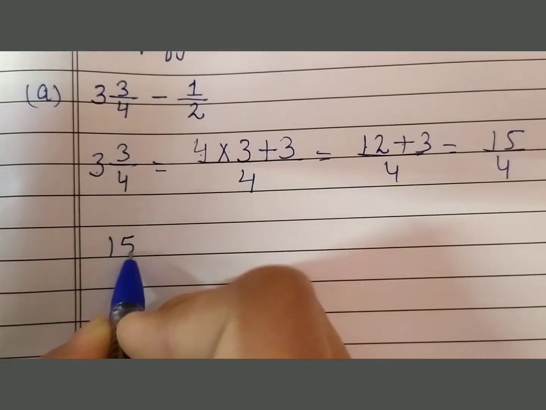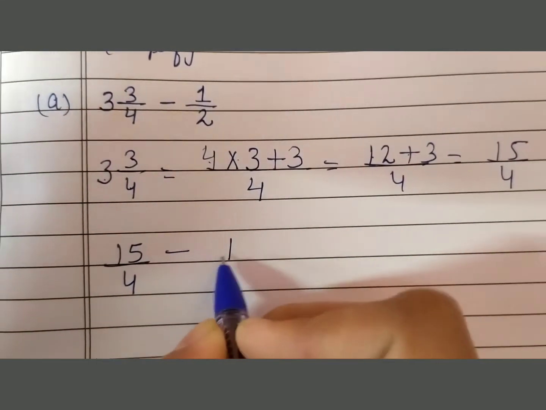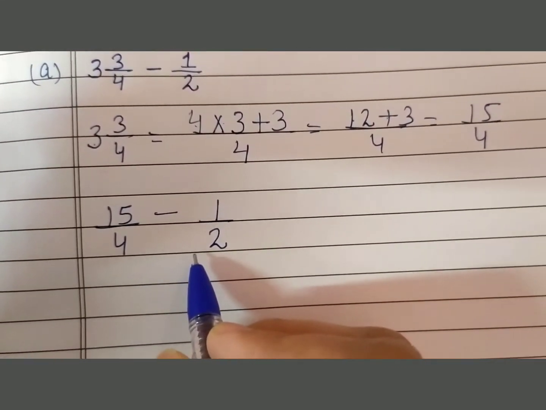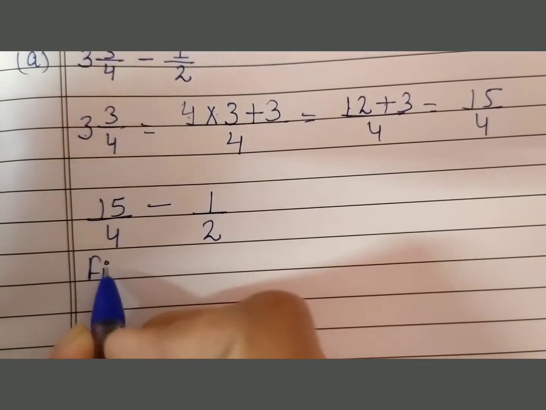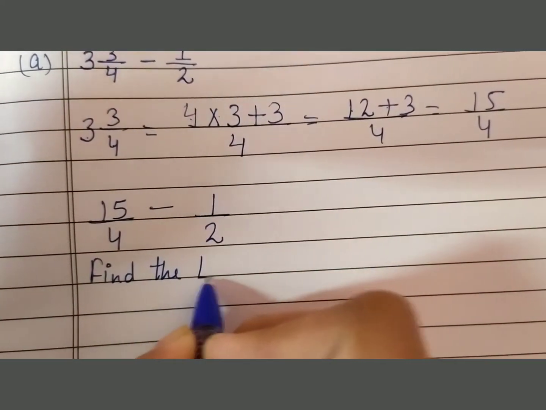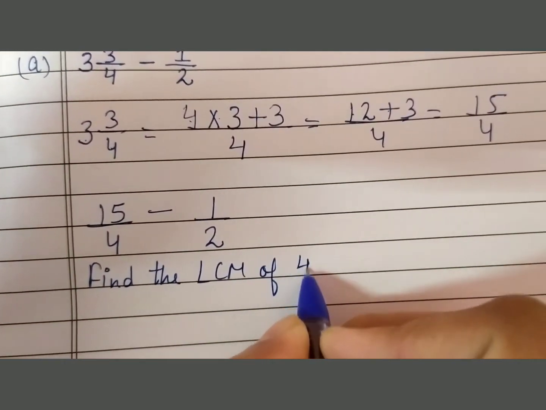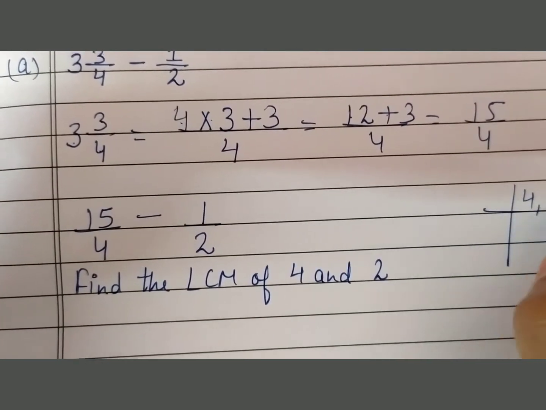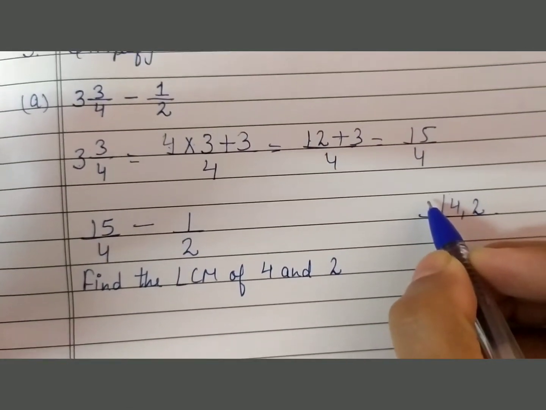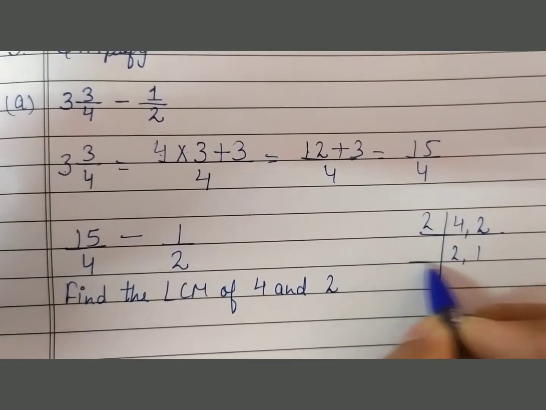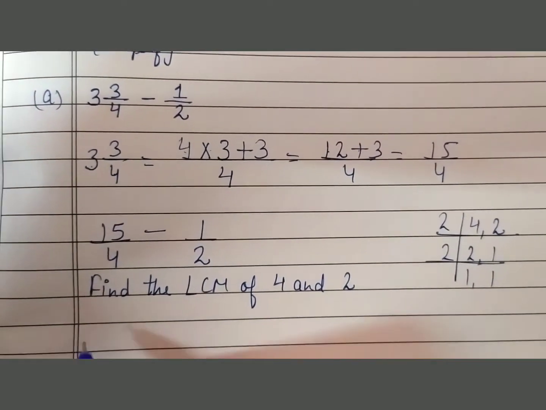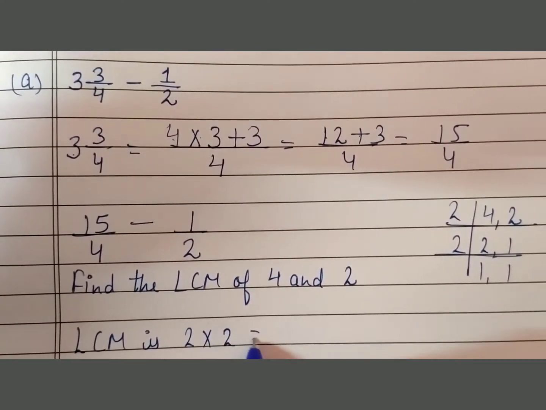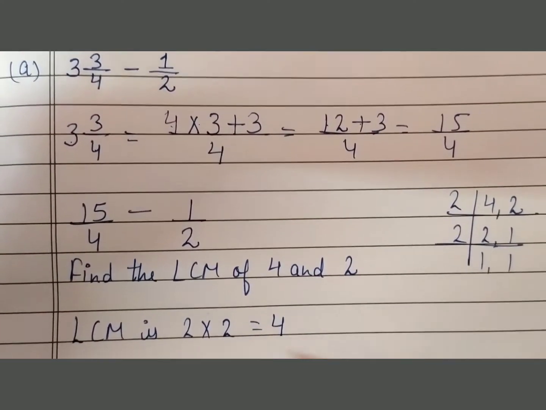That is 15 upon 4 subtract 1 upon 2. Children, in this fractions the denominators are not the same. Find out the LCM. Find the LCM of 4 and 2. 2 twos are 4, 2 ones are 2, 2 ones are 2, 1 as it is. LCM is 2 multiply 2, that is 4. 4 is a common denominator.